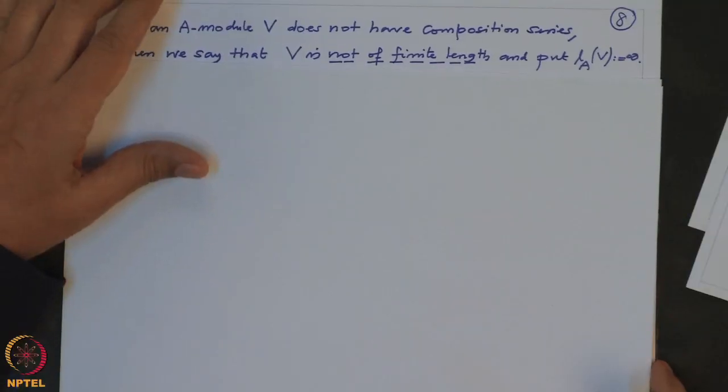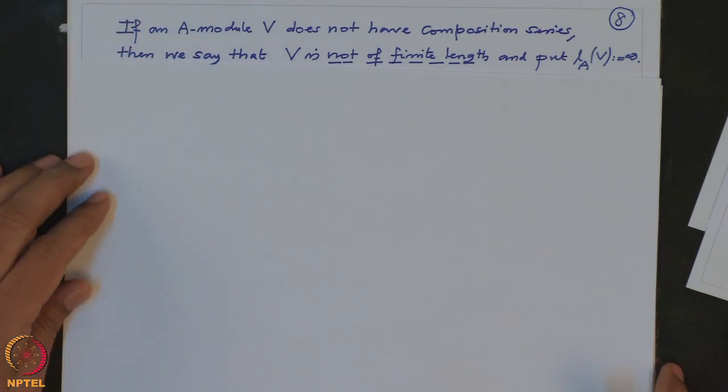If a module does not have a composition series, then we will say that module V is not of finite length, and in that case we will put the length of V to be infinity. Alright, now we have to make a criterion. How do we decide whether a module has a composition series or not? Now we are discussing that. The corollaries which I deduce from the Jordan-Holder theorem will lead to some answers.